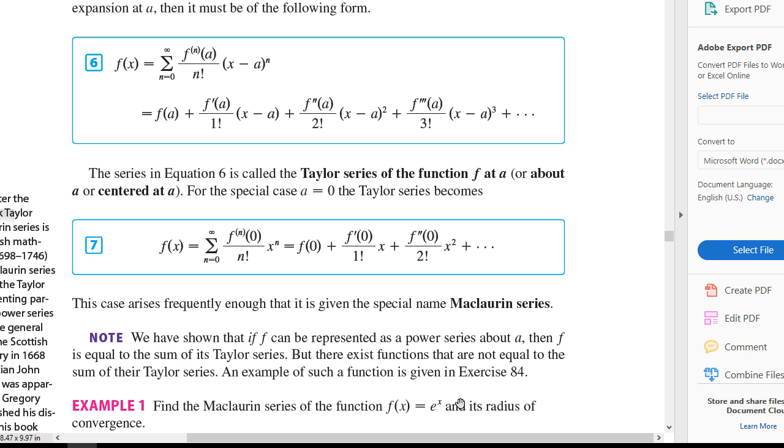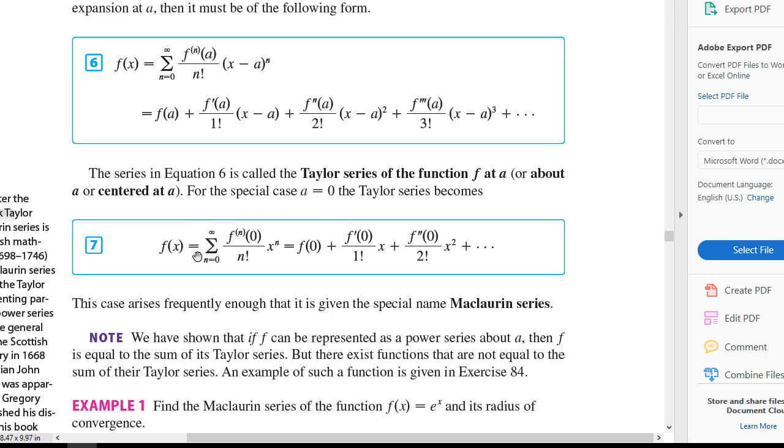I've pulled up Stewart's book here, and this was Formula 6, in this beautiful blue box. This was the formula for the Taylor series. It is centered at any number a. So if we want to center the series at x equals 3, we could do that. Now, the Maclaurin series is what we call the Taylor series centered at 0.